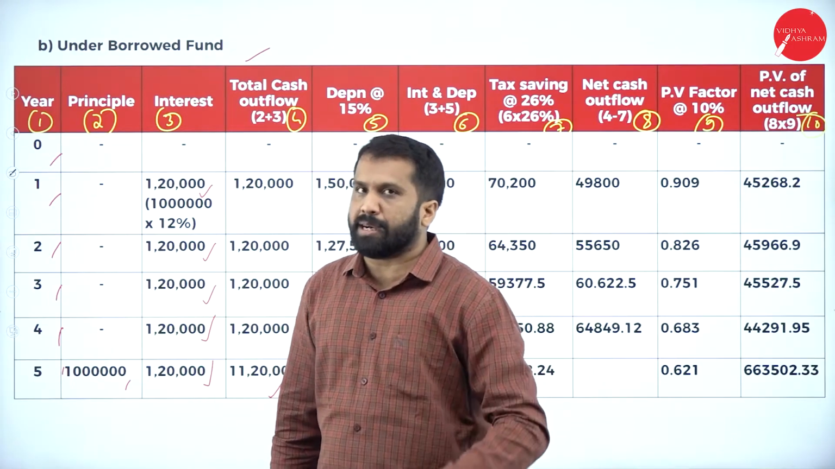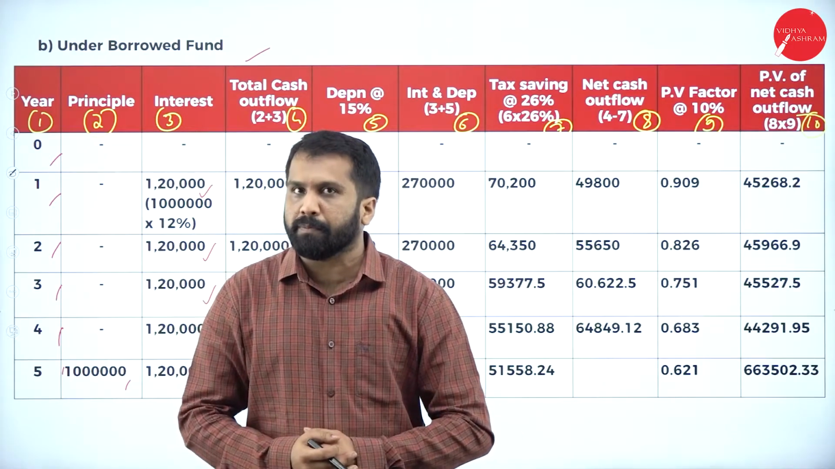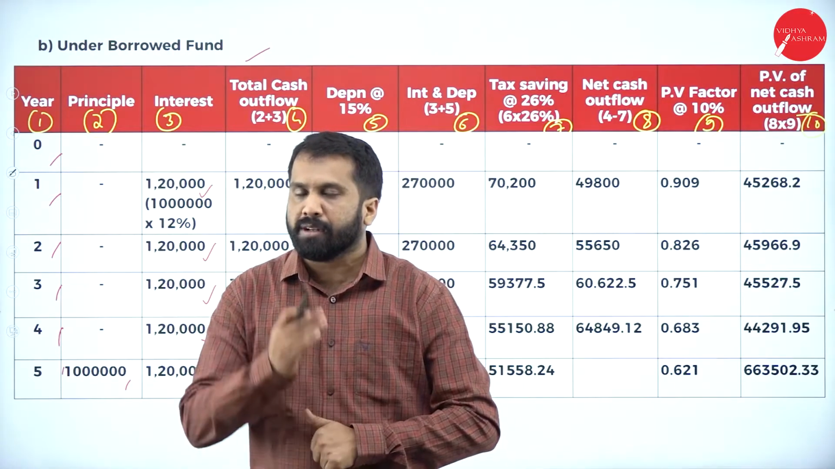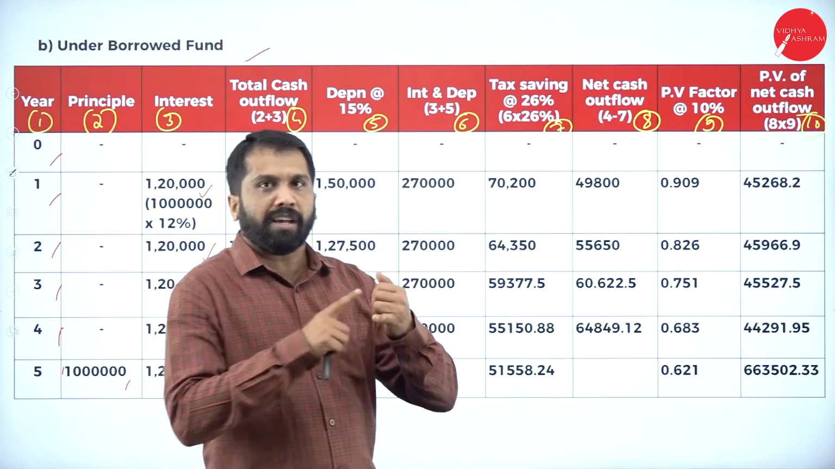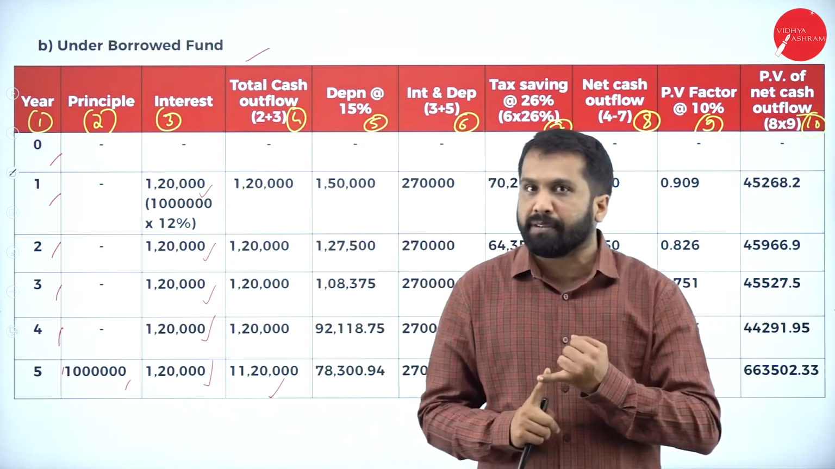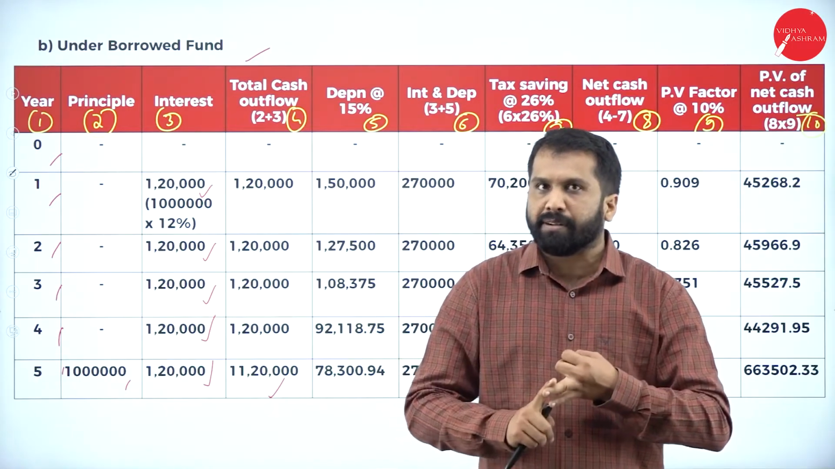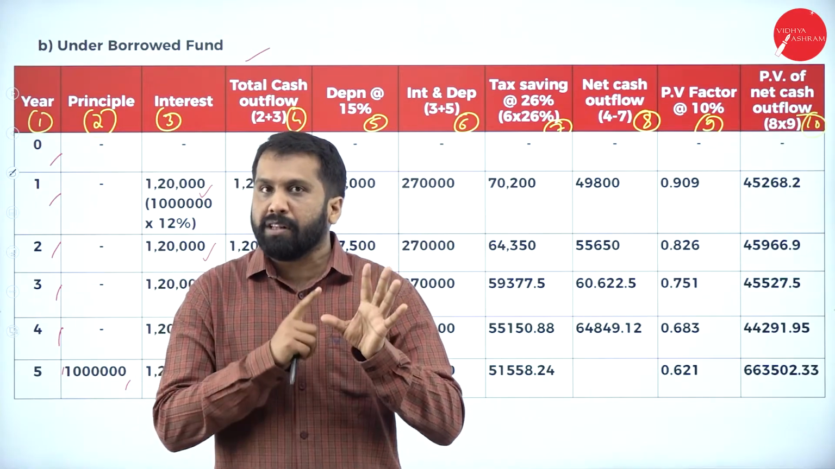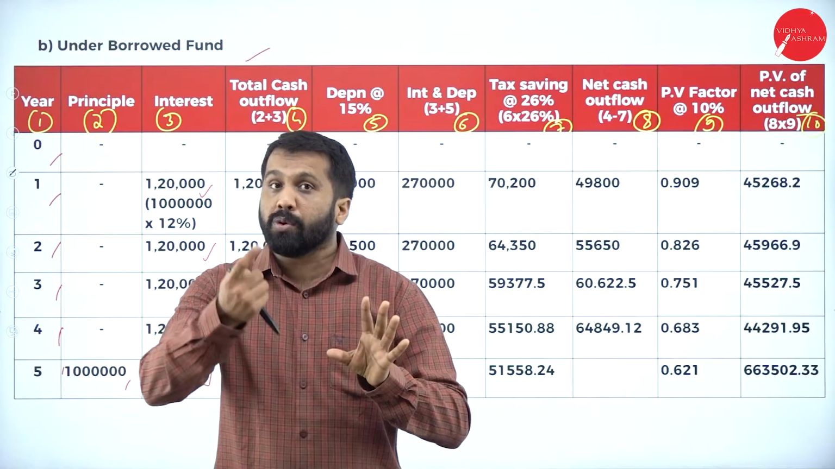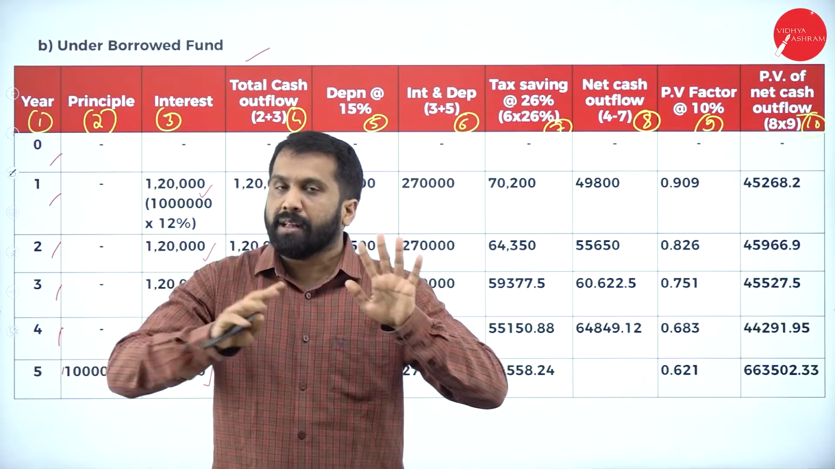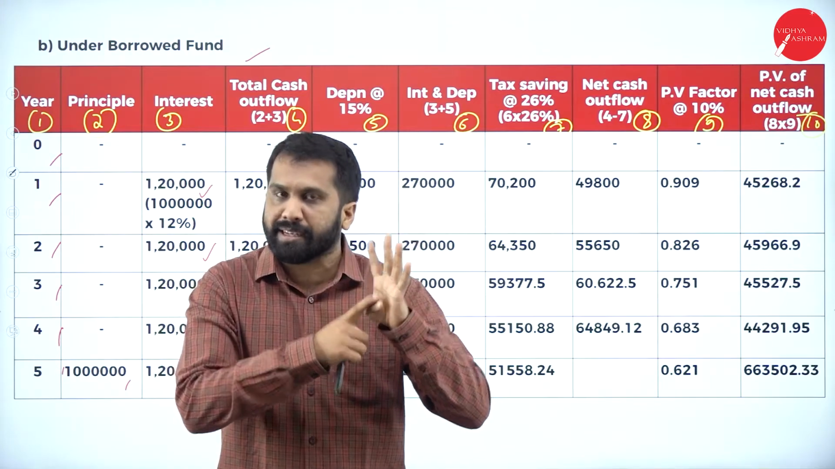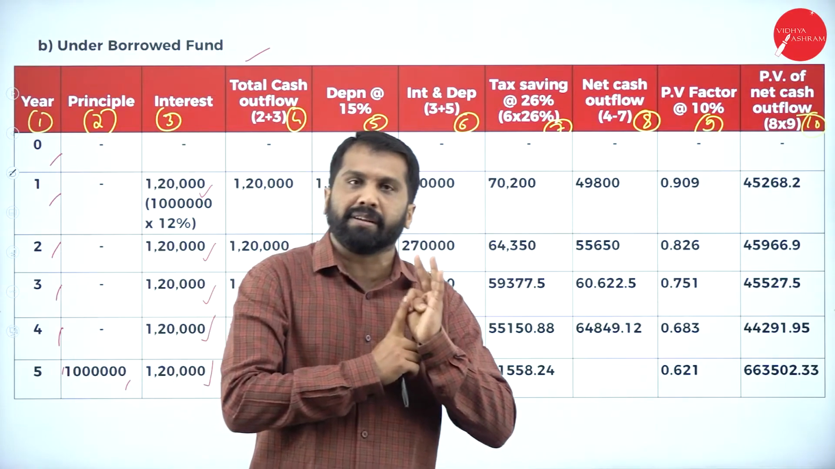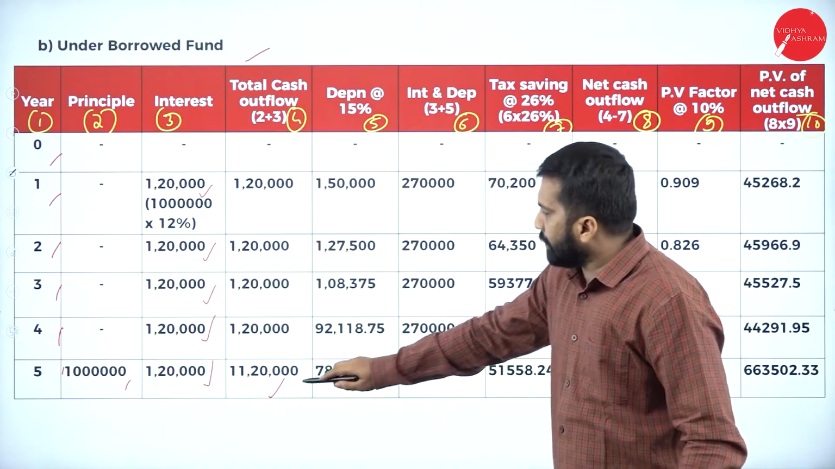I'll give you a simple example. I have taken a 10 lakh loan from you. Up to 5 years, I'll not pay even 1 rupee of the 10 lakh. I'll pay only interest. How much? 12%. First year I'll pay you 10 lakh into 12%, 1,20,000. Second year 1,20,000. Third year 1,20,000. Fourth year 1,20,000. Fifth year, will you accept only 1,20,000? No. You ask me for the 10 lakh also. I am supposed to pay 1,20,000 as interest and 10 lakh as principal. Total I am supposed to pay 11,20,000.